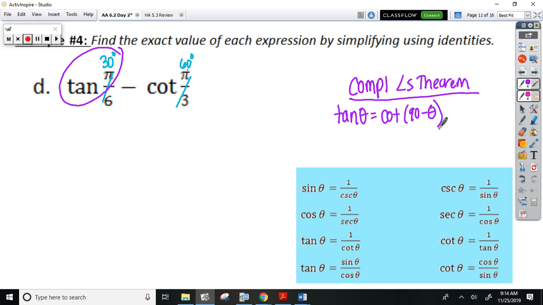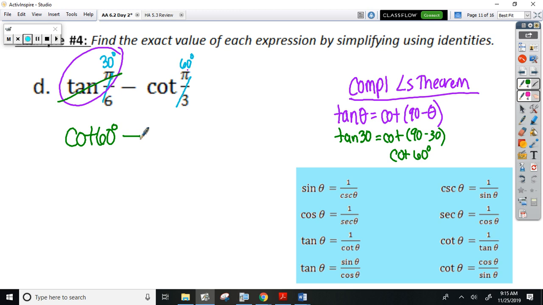So if we want to change tangent of 30, we're going to plug 30 in for theta. So it'll be tangent of 30 equals cotangent, and if you want to do this in your head, if you're actually getting this, you don't have to show work for it. 90 minus 30 will get you 60. They're always going to end up matching because I made the problems that way. We should get cotangent of 60. So this changes now to cotangent of 60 minus, I would not change that one because it already is cotangent of 60. Remember, you want them to look alike.